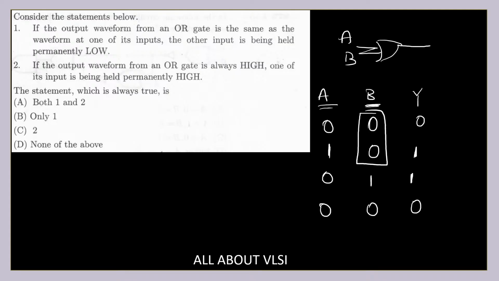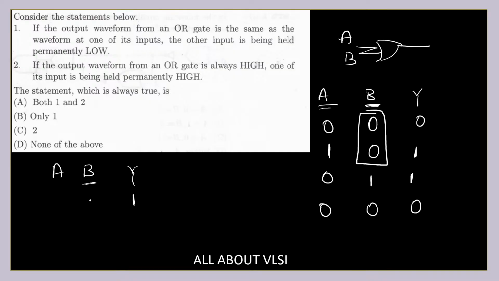Okay, fine. It is satisfying. Now, let's say A, B, Y. If the output waveform from an OR gate is always high, one of its inputs is held permanently high. Let's say our output is equal to 1, and what is the question? If our output waveform from an OR gate is always high, one of its inputs is being held permanently high.